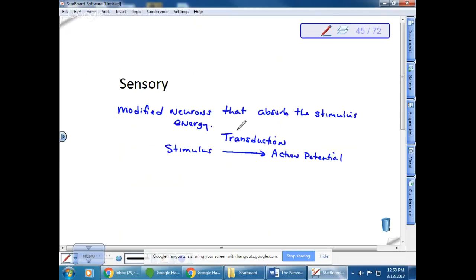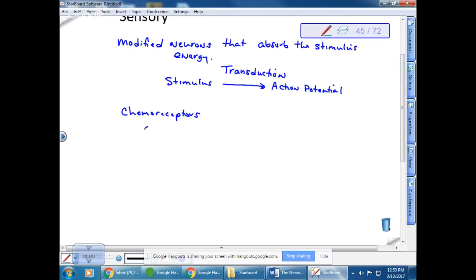And transduction is different depending upon the type of stimulus you're talking about. So one type of stimulus is chemical energy. And the types of receptors that are responsible for these are called chemoreceptors. So what generally happens with chemoreceptors is that a chemical binds to the receptor. And this causes sodium gates to open, and sodium floods into the receptor, and an action potential is generated.